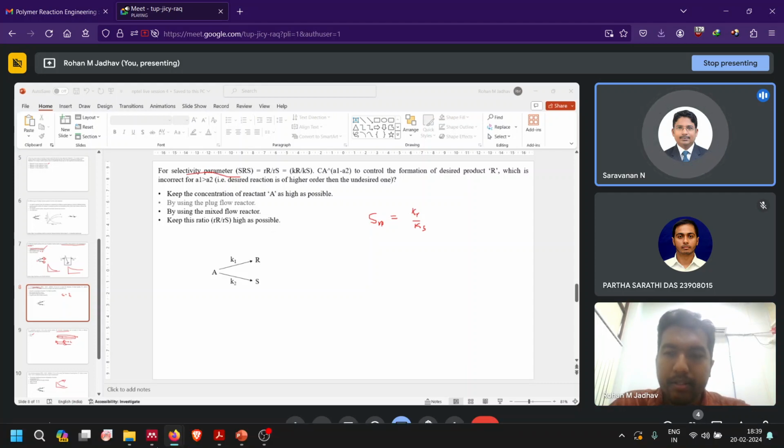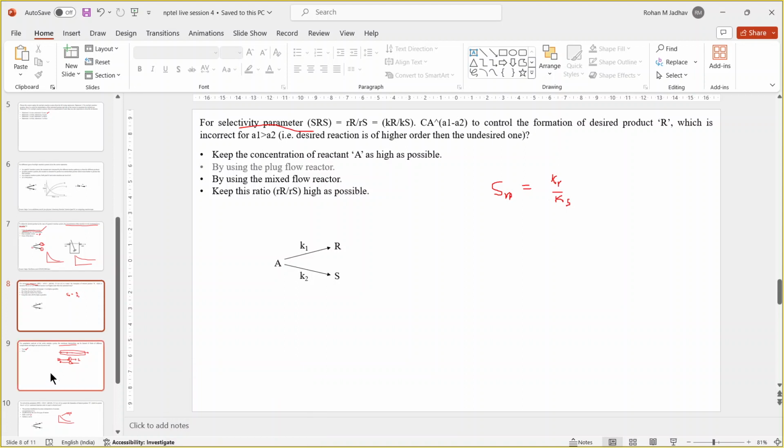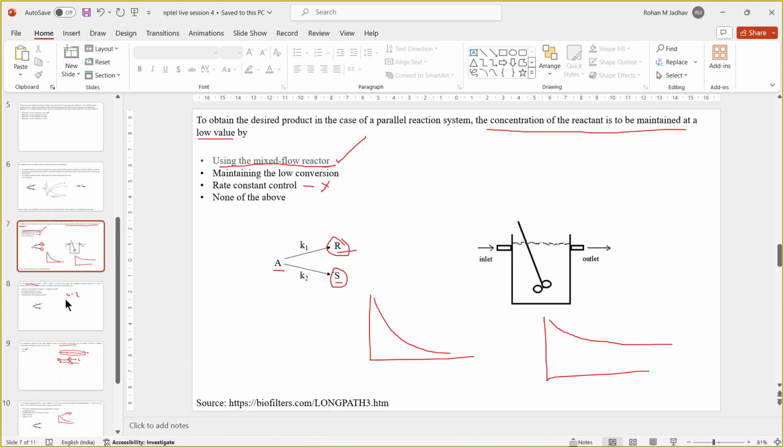Pardon, I am not getting that point clearly. Okay, I'll just summarize it in a way: we will see the reaction cases and then I will summarize that.